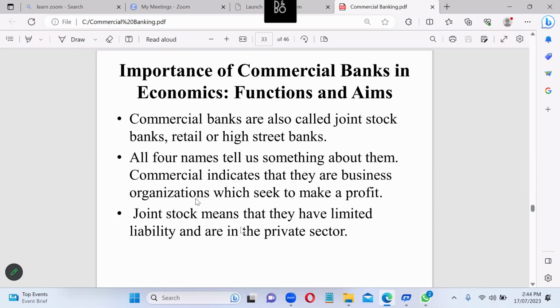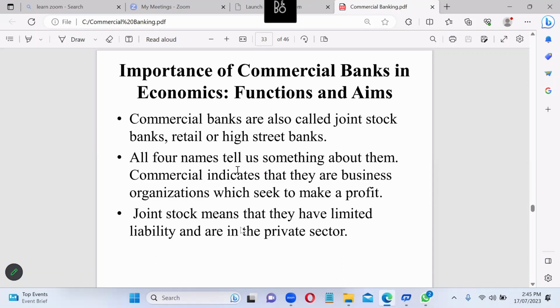Importance of the commercial bank in the economy. What are the functions and aims? Why is the commercial bank important? Without commercial banks, we cannot do any transaction in the world. The commercial bank is also called a joint stock bank or retail bank. We can call it retail banking. Another name is high street bank. So all four names tell us something about them.